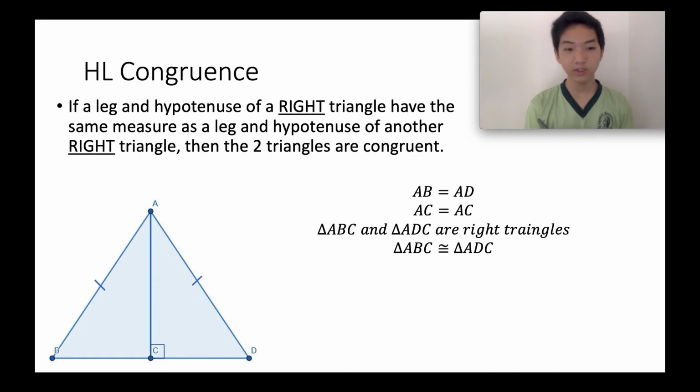So you can see here that we're given two triangles. It's given that AB equals AD, and AC, once again, obviously equals AC. And it's also given that triangles ABC and ADC are right triangles. So triangle ABC is congruent to triangle ADC.